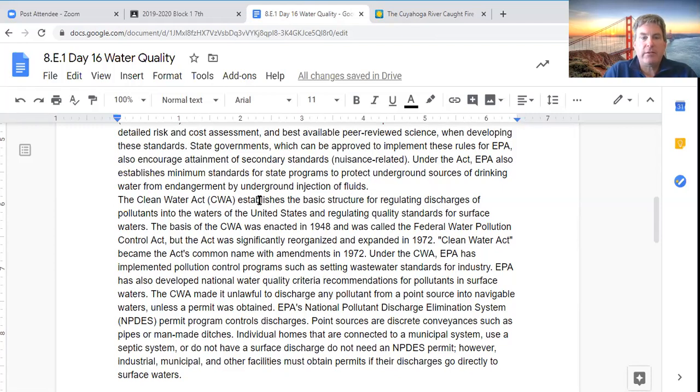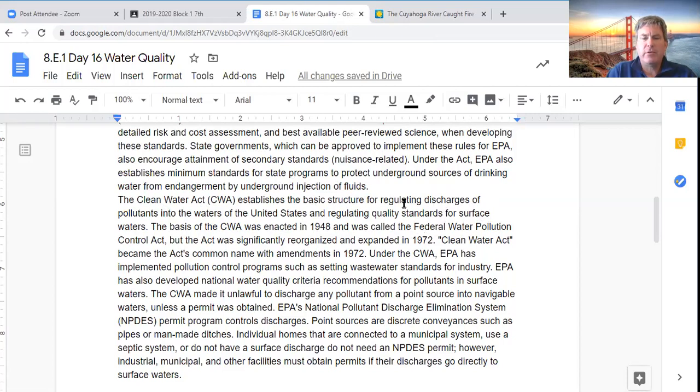So the Clean Water Act establishes the basic structure for regulating discharges of pollutants in the waters of the United States and regulating quality standards for surface waters. The basic Clean Water Act was enacted in 1948, right there after World War II. It's called the Federal Water Pollution Control Act, but the act was significantly reorganized and expanded in 1972.